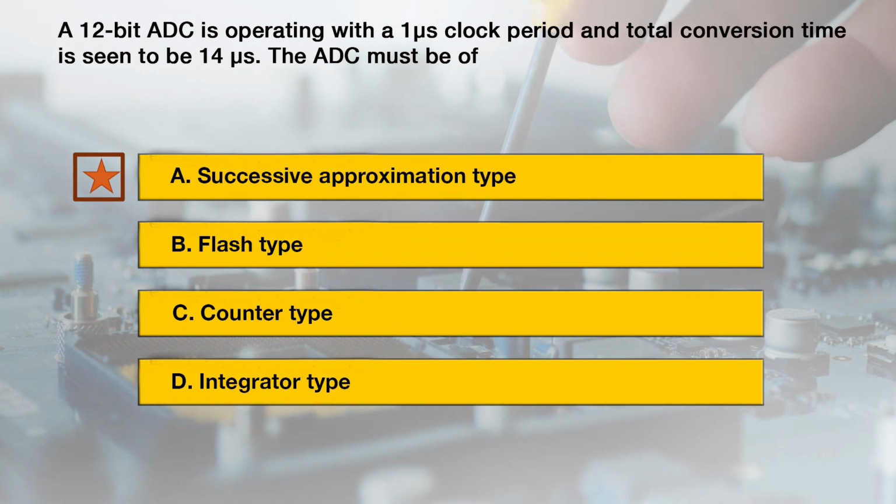So, successive approximation type ADC will give the closest result, but here in the question it is given that the conversion time is seen equal to 14 microsecond. So, 2 extra microseconds delay may be here due to SOC or EOC signal or some other components. So, the most correct option for this question is successive approximation type ADC.